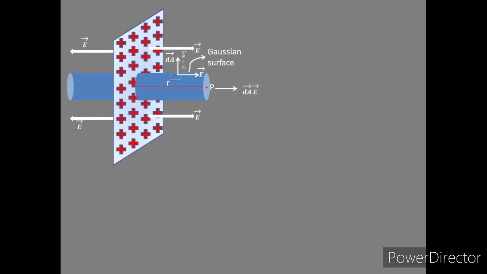So on the curved surface of the Gaussian surface, we are not going to have any flux coming out in any direction. We cannot have flux on the curved surface. The flux will be emanating only on the flat surfaces, the two ends, in the outward direction. This is a very important condition in applying Gauss law. And here we know the angle between dA and E vector is 0 degrees because they are in the same direction.